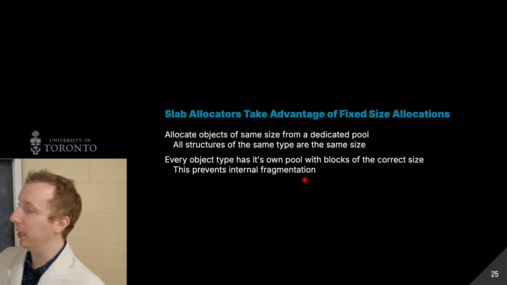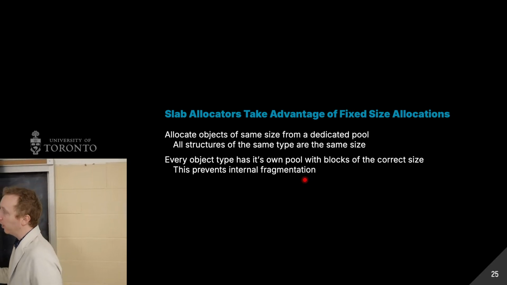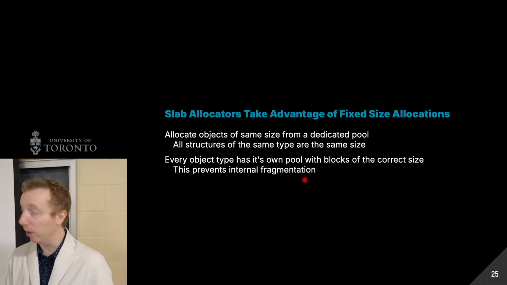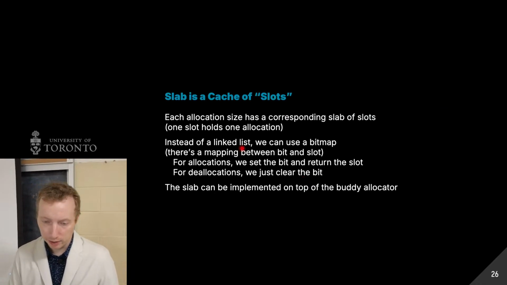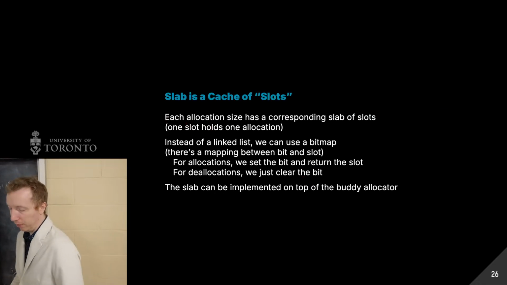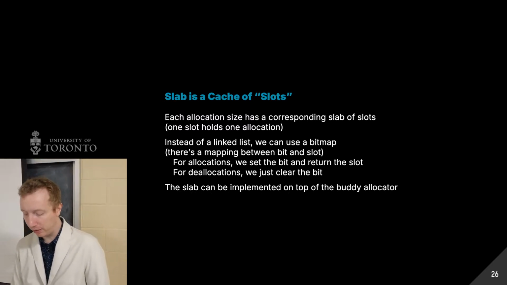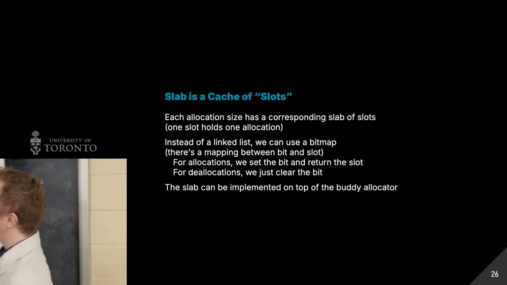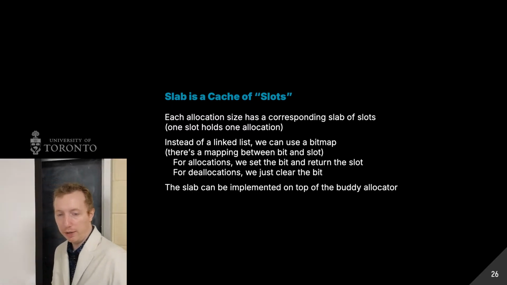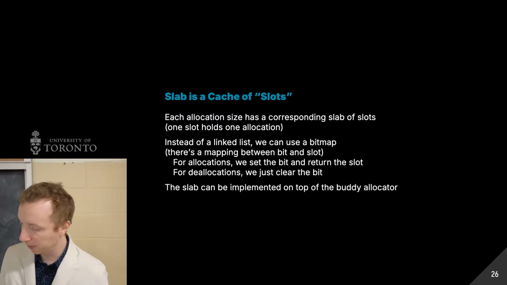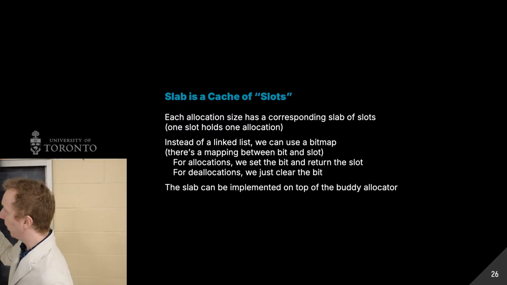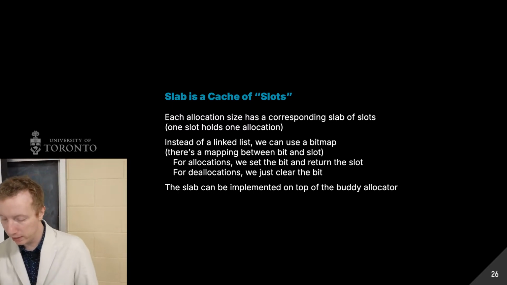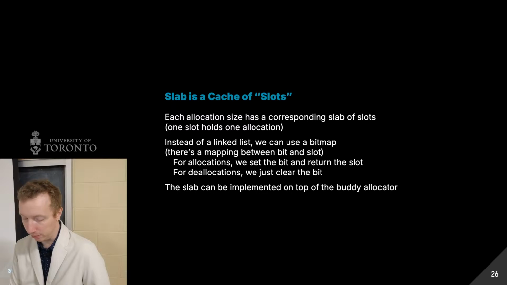So it's basically a big array, and you just constantly reuse elements in that array, and you just have a single bit keeping track of whether or not they're allocated or not. So kind of a spoiler for Lab 6, but it's basically what a slab is. So a slab is a cache of slots. Each allocation size has a corresponding slab of slots. One slot holds one allocation. So if you have a very weird size in your own program, you can just malloc a whole bunch of memory and treat it as an array that you reuse.